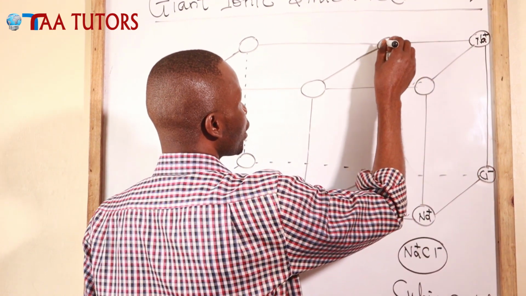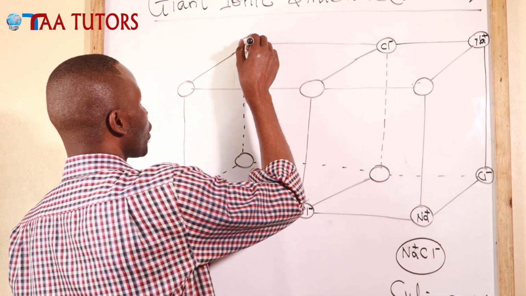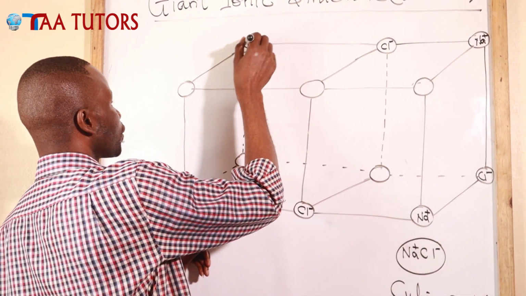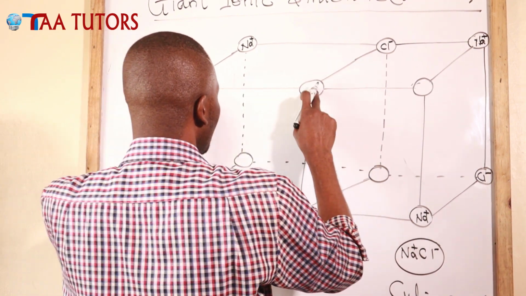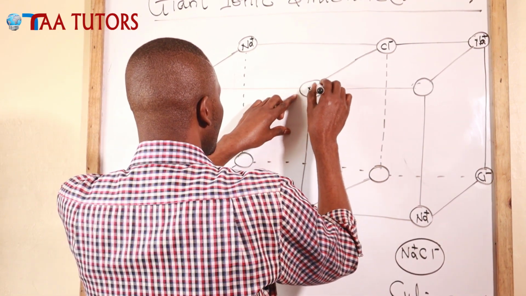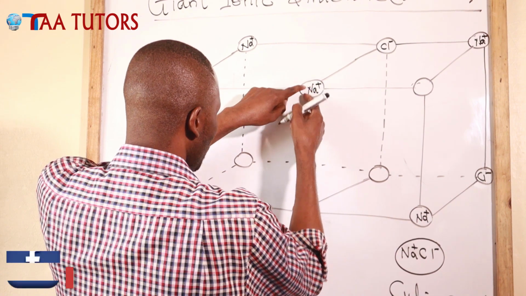If I come here, a negative one. If I go there, a positive one. If I come down here, negative one. What about if I follow this line here? It will be sodium ion. And you can see this sodium ion and this is negative.